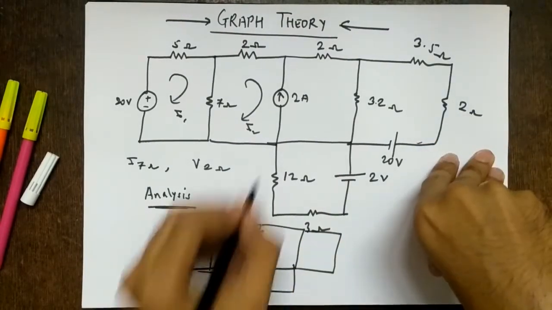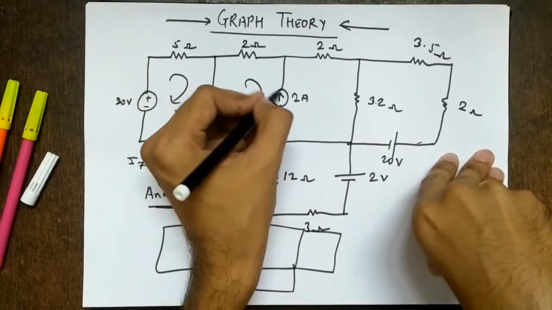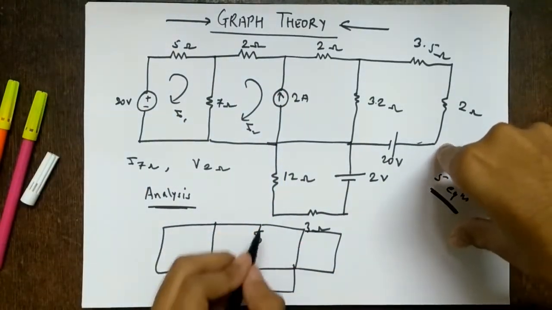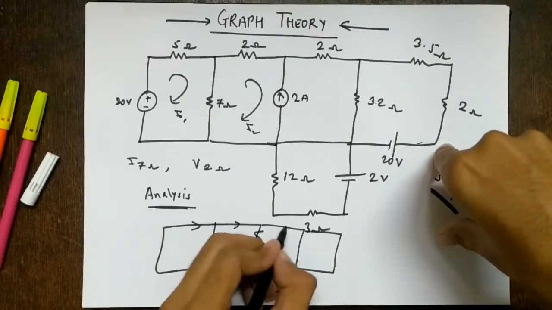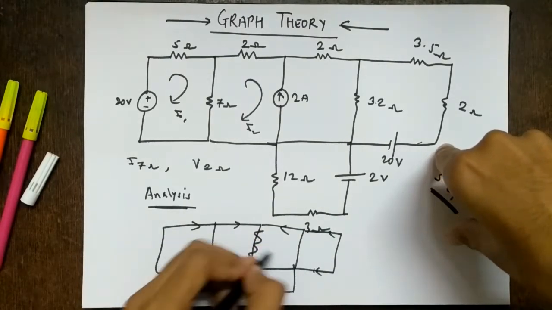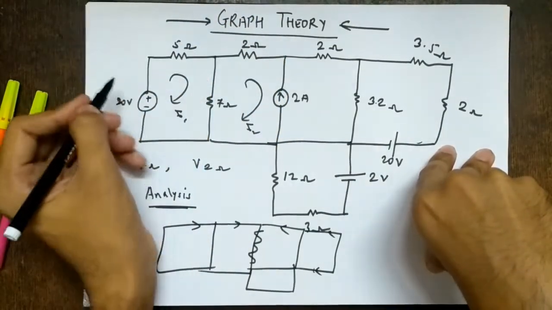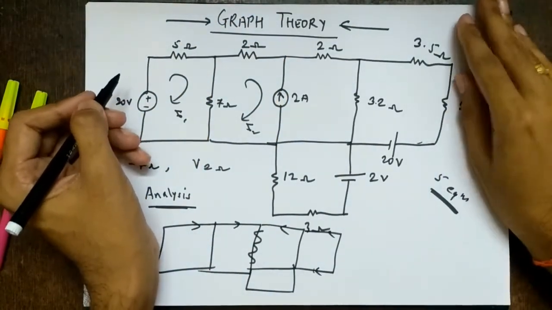This will not be there. Since it is a current source, according to the graph theory method, this will be an open circuit. For a voltage source, it will be a short circuit. So it will just graph them. It will give them some directions, arbitrarily you can give, and then by some method you have to solve. So this is where graph theory is useful. So this is a basic introduction to graph theory.